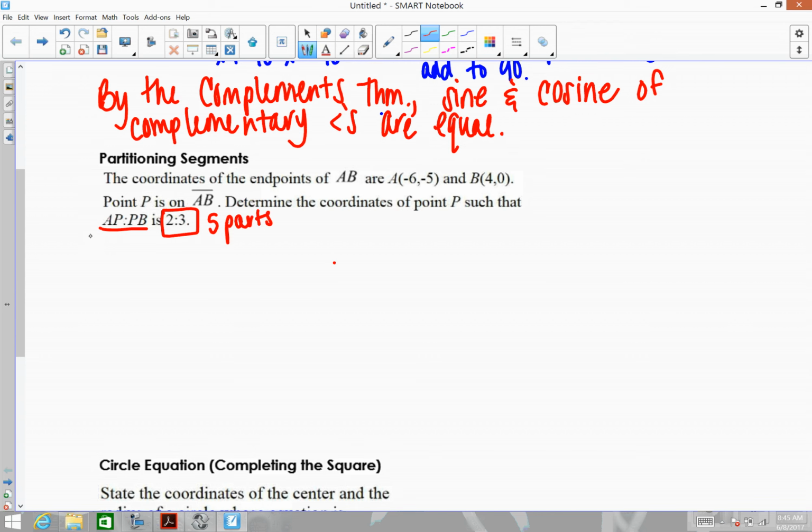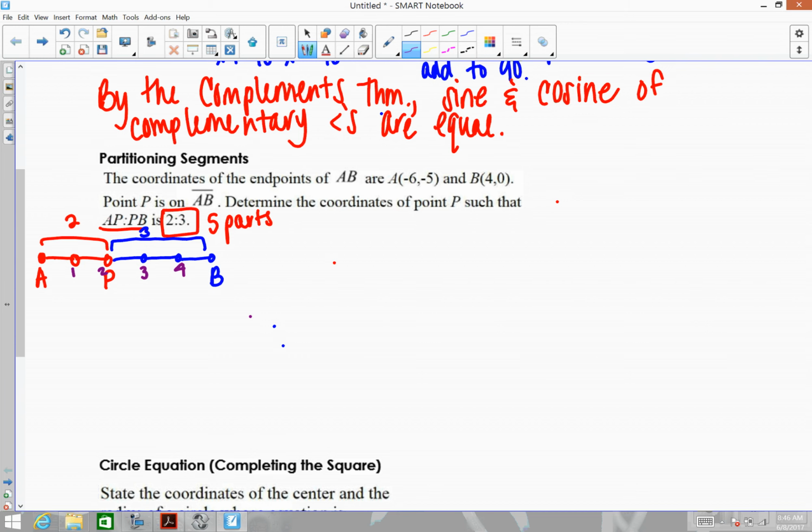So I'm going to start at point A, and then there's 2 parts. So one section and then another section. So it's 2 sections, and that's where point P would go. And then there's 3 sections until you get to point B. So here's your 3 sections. So in between coordinates A and B, there's 1, 2, 3, 4 points. Always one less point than there are parts.